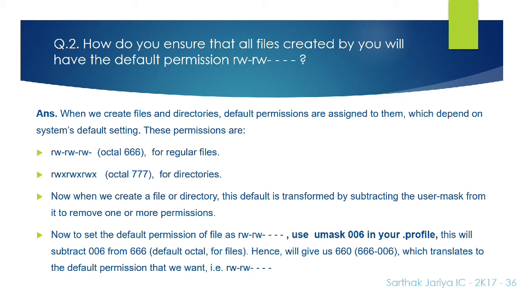Now, to set the default permission of a file as rw-rw---, use umask 006 in your .profile. This will subtract 006 from 666, which is the default octal for files. Hence, it will give us 660, which translates to the default permission that we require, that is rw-rw---.